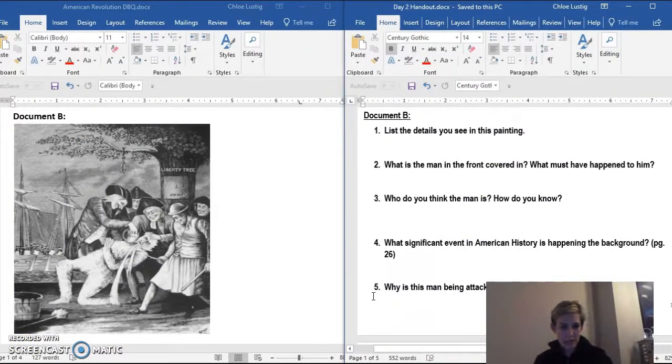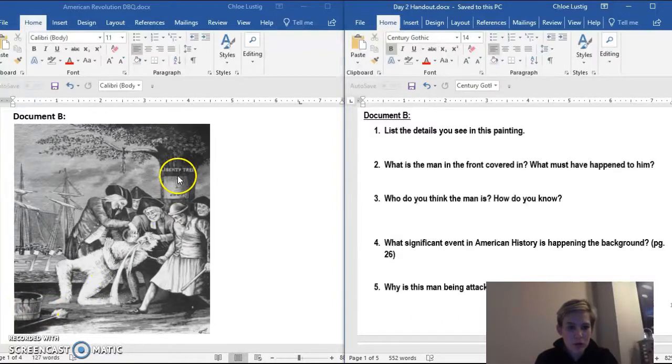Alright, document B, let's check this out. So, a lot going on in this picture, right? So I see these people who are smiling and they're shoving something down this man's throat. He looks like he's in pain and he's like defenseless. His body's covered in something that looks like feathers. And I see this bucket over here of some gooey, dark substance.